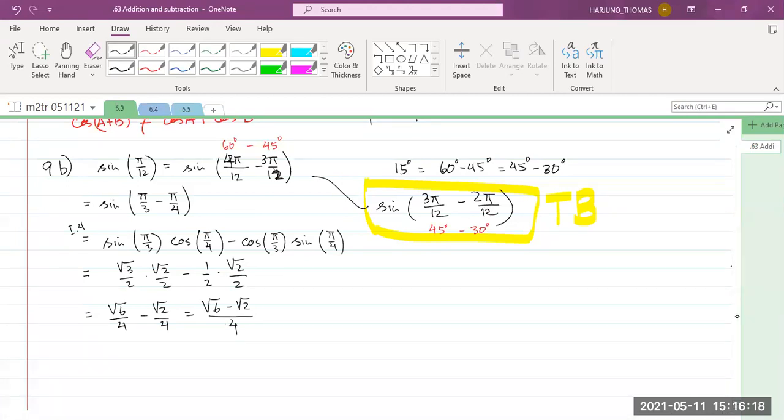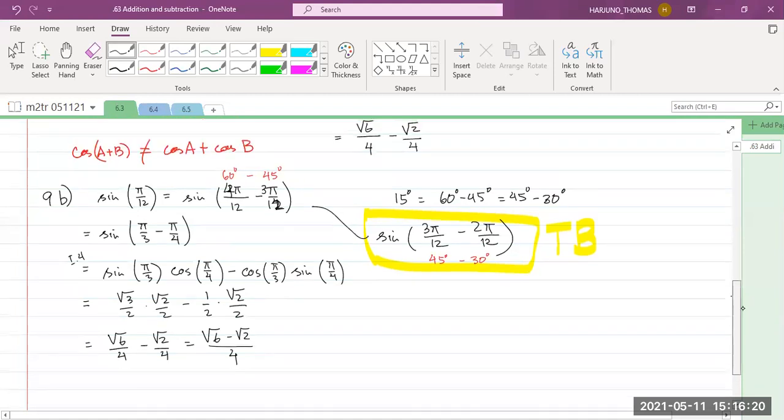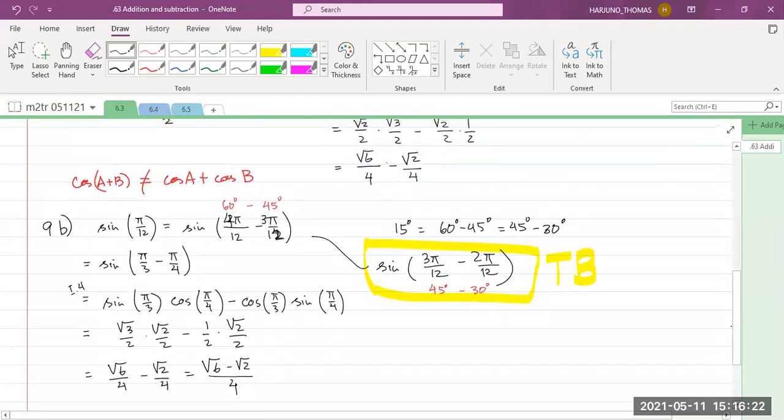Thomas, don't you think it's kind of strange why the answer from 9b is the same as the answer for number 5b? Just a little note. For 9b, we have sine pi over 12. Can we explain why cosine pi over 12 is the same as sine pi over 12 is the same as cosine 5 pi over 12?